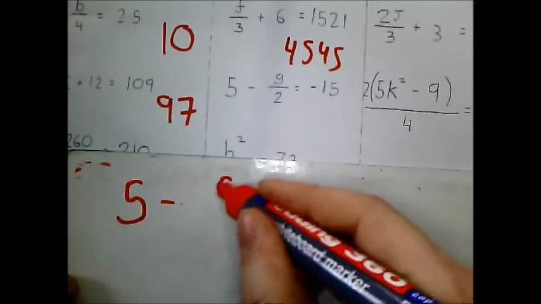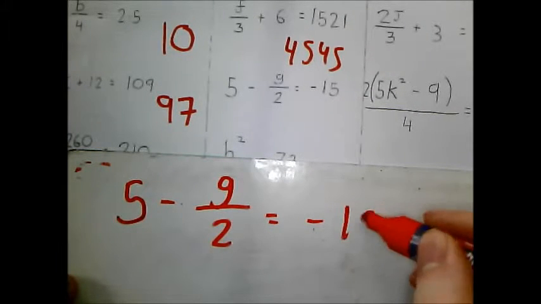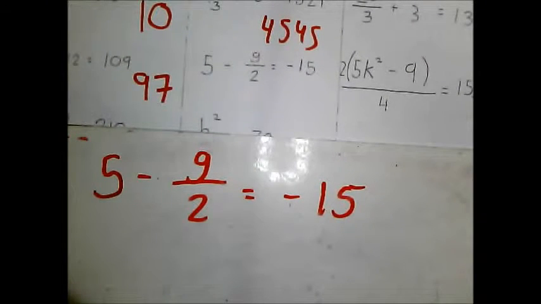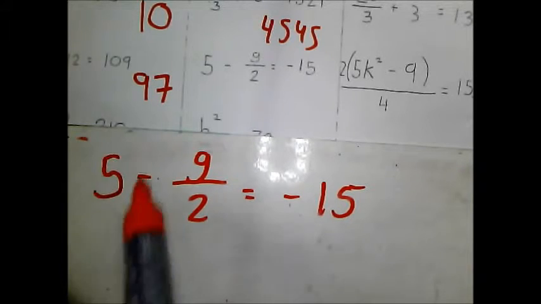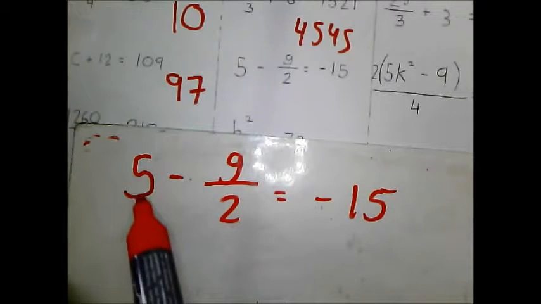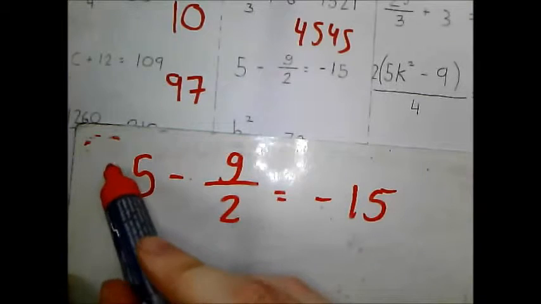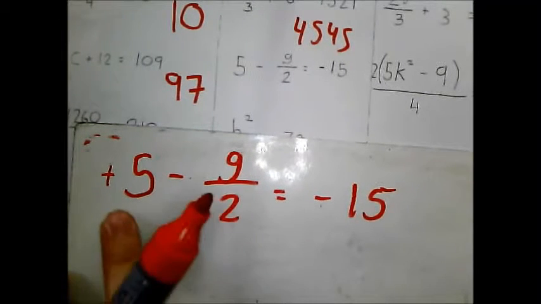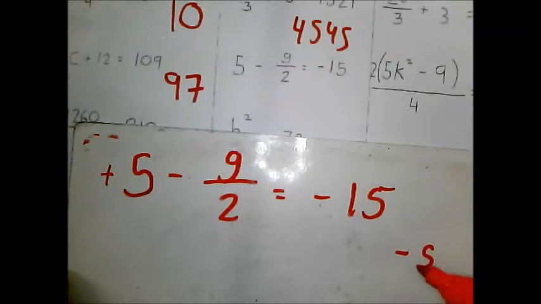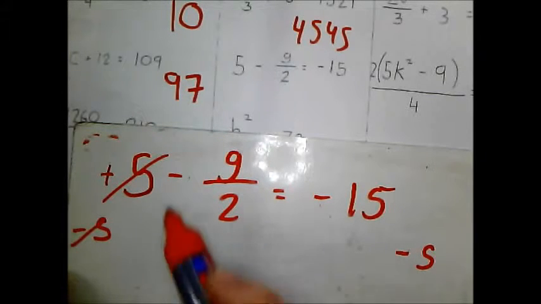Now this one is also a little bit more challenging, but it looks quite innocent. 5 minus g over 2 equals negative 15. Okay, so first thing I'm going to want to do is get rid of this number here. Now here, be careful. It might be tempting to try and to add it, because it looks like it's a subtract sign, but actually there's an invisible plus sign in front of the 5. It's positive 5, take away this. So it's a positive 5, so I take away 5 from both sides.